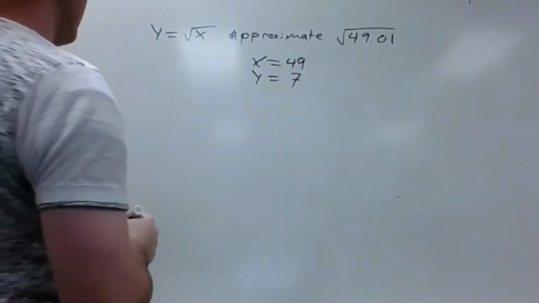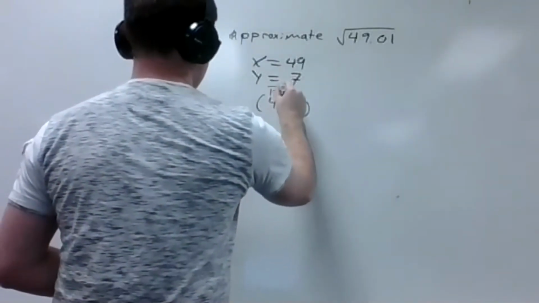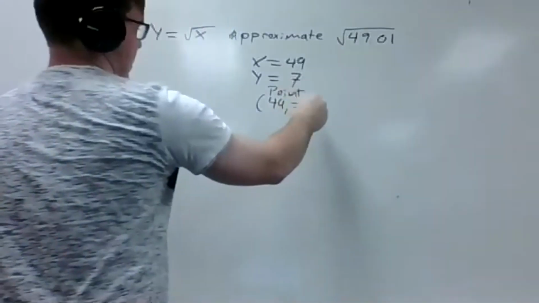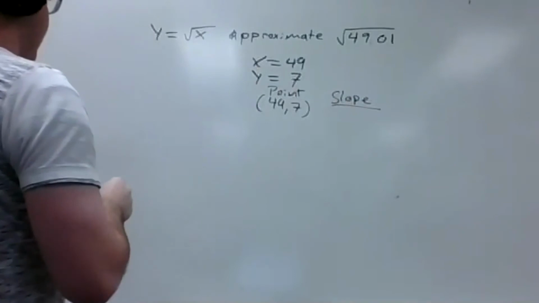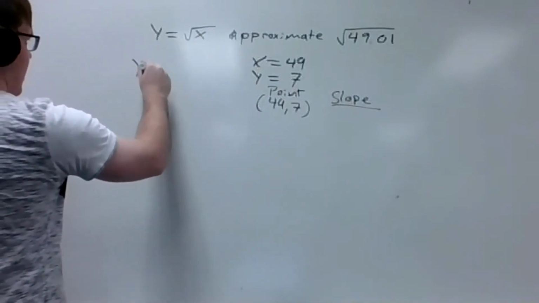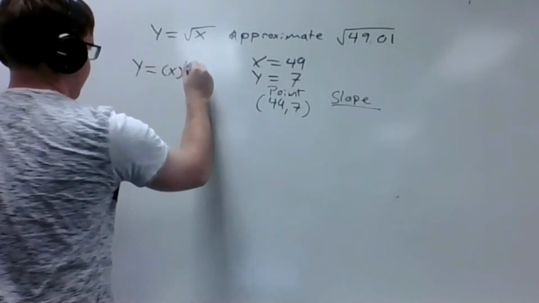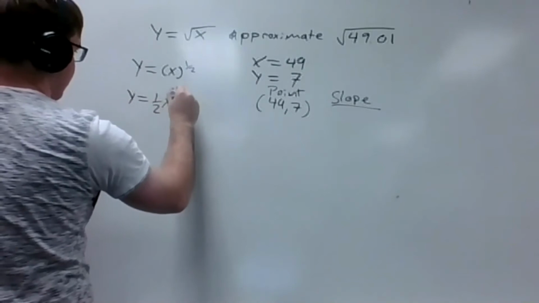So that's our point, 49, 7. And once again, we're also going to need a slope to write a line. So we're going to take the derivative of this. So let's say y equals x to the 1/2. So we'll drop that, so y prime equals 1/2 x to the negative 1/2.